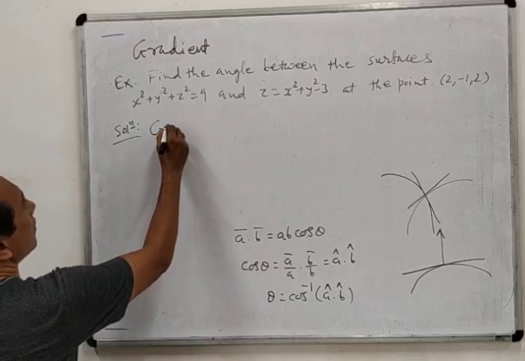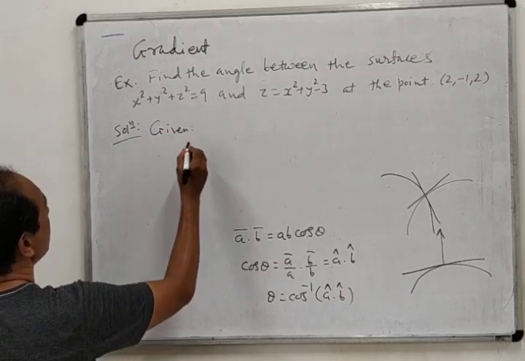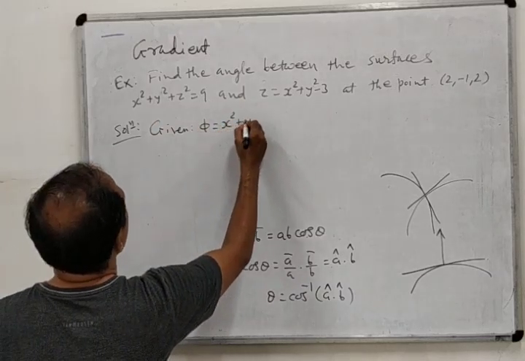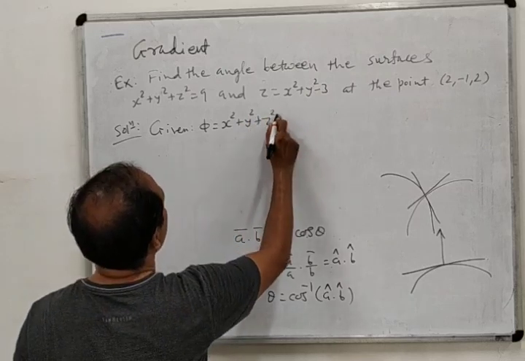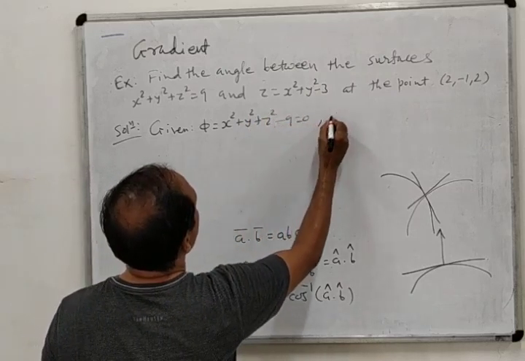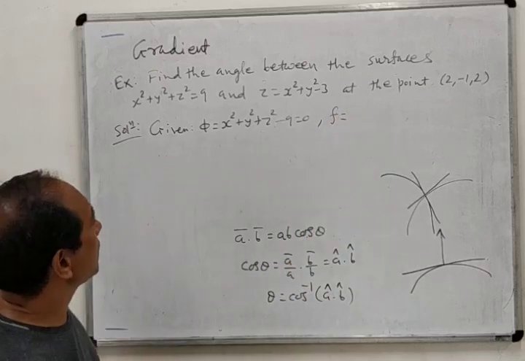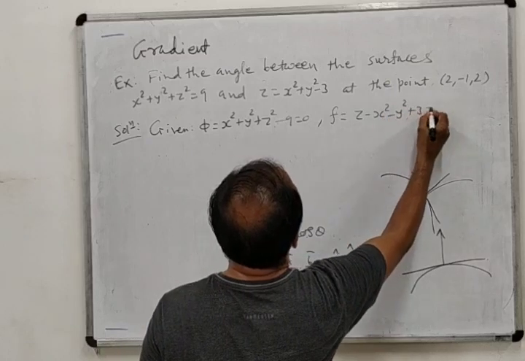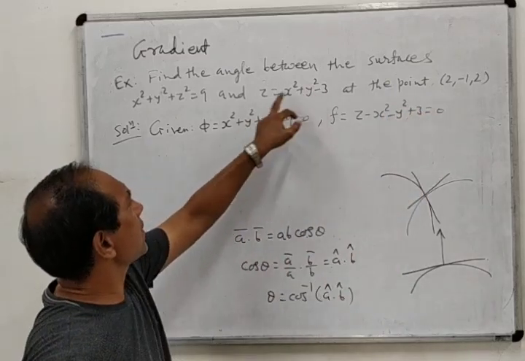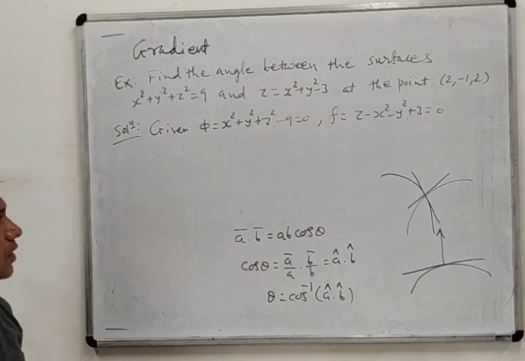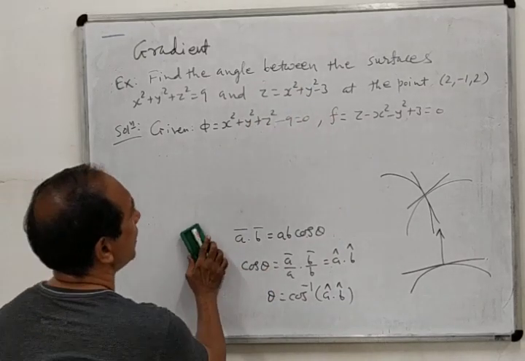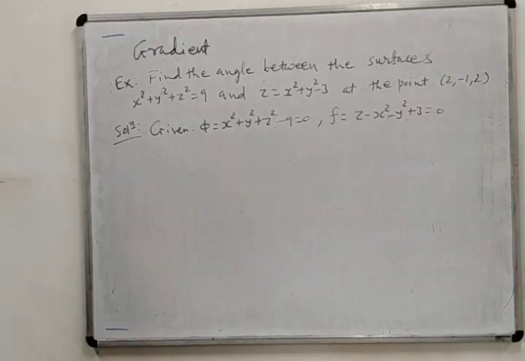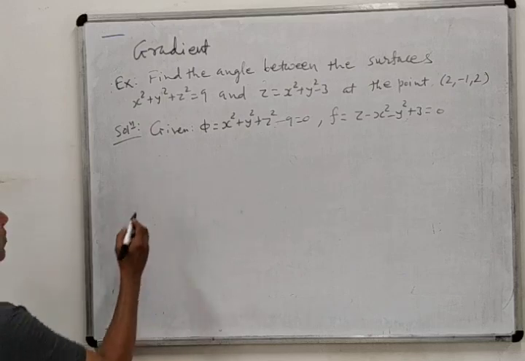So here the names of the surfaces are not given. So we will give them the names. First we give phi to this surface: x square plus y square plus z square minus 9 equal to 0. And the second surface has small f. So this is nothing but z minus x square minus y square plus 3 equal to 0. You can also write x square plus y square minus 3 minus z equal to 0. Whatever you want. Okay. And we want to find out then the angle at the point 2, minus 1, 2. But before that we will find out gradients of both of the functions.